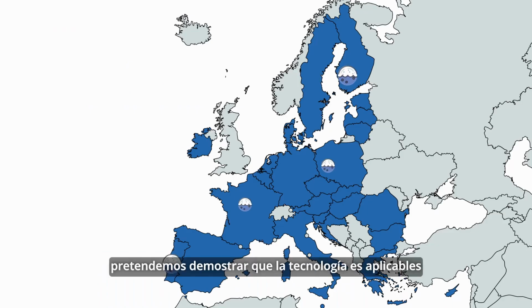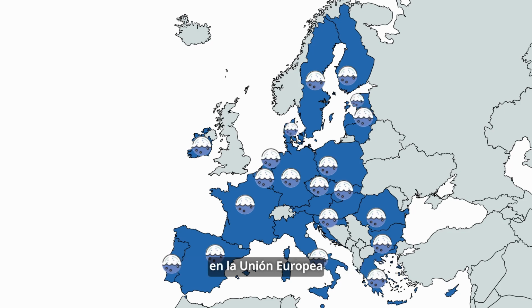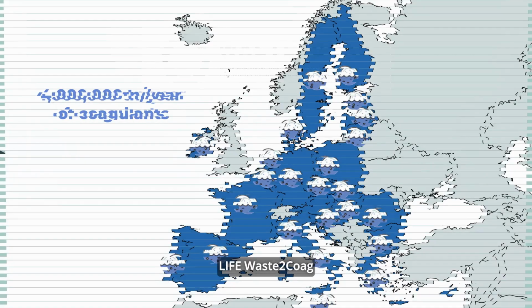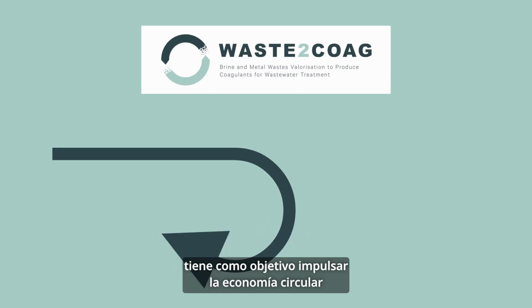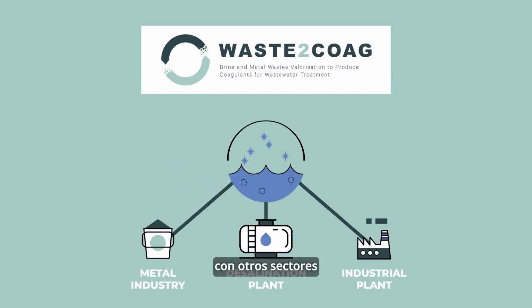Finally, we plan to demonstrate that the technology is applicable to wastewater treatment plants in the EU, where over 4 million tonnes per year of coagulant are consumed. LIFE Waste2Coag aims to boost the circular economy in wastewater treatment plants and create synergies with other sectors by using scrap metal wastes and by valorizing brines generated in wastewater treatment plants, desalination plants, and industrial plants.